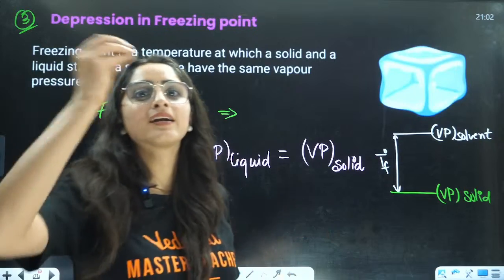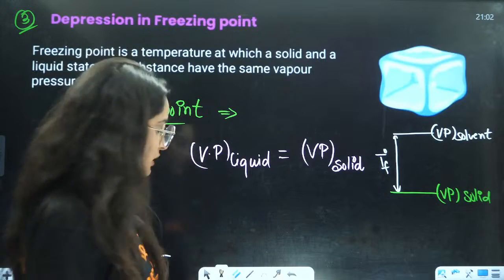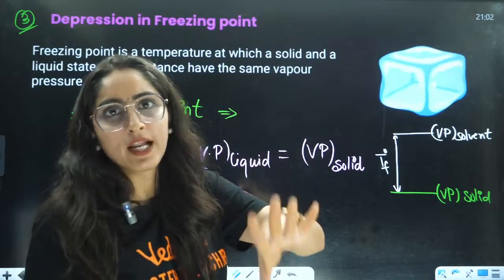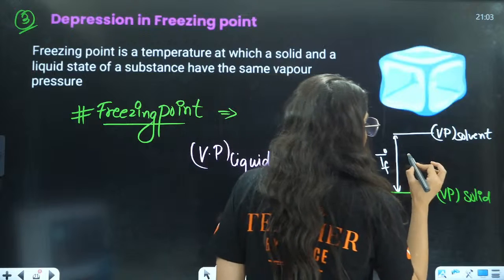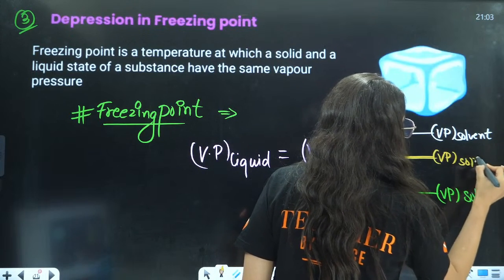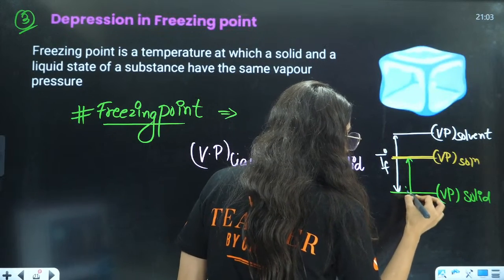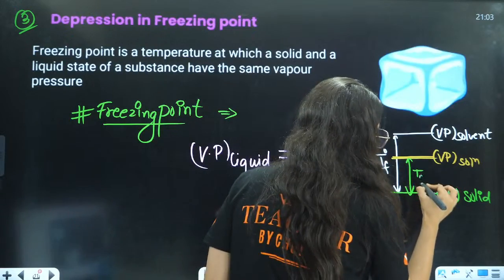Now I have added non-volatile solute. Now I know that whenever I am adding non-volatile solute, there is lowering in vapor pressure, right? So that means vapor pressure of solution will be somewhat here. This is vapor pressure of solution. Now this is the jump that it has to do. That is your TF.